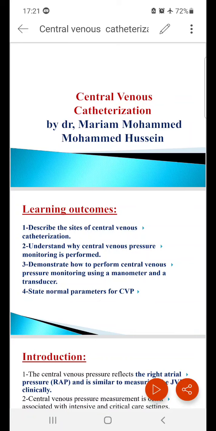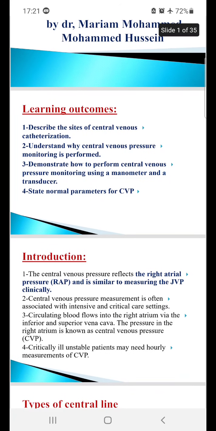Central venous catheter. Learning outcomes: to describe the sites of central venous catheterization, understand why central venous pressure monitoring is performed, demonstrate how to perform central venous pressure monitoring using a manometer and a transducer, and state normal parameters for CVP.